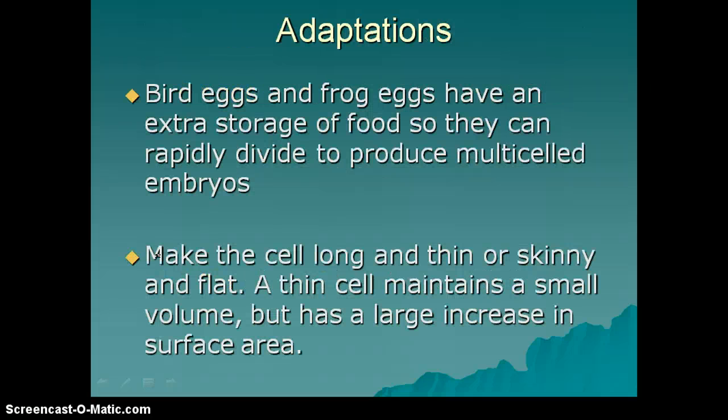So, some adaptations in animals. Bird eggs and frog eggs have an extra storage of food, so they can rapidly divide to produce multi-celled embryos. The eggs themselves have this extra pocket of food, and that allows all those cells to rapidly divide and quickly produce the embryos. The second adaptation is to make the cell long and thin, or skinny and flat. A thin cell will maintain a small volume but has a large increase in surface area because it's so flat. That will allow the cell to take in more food or more of what it needs.